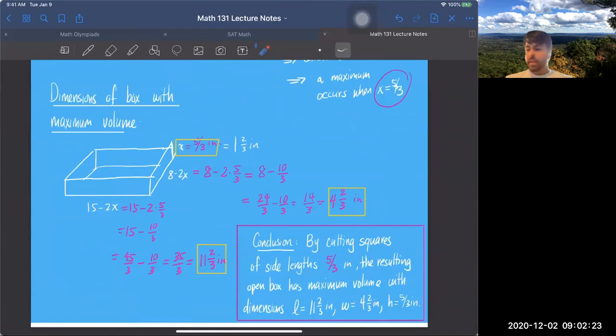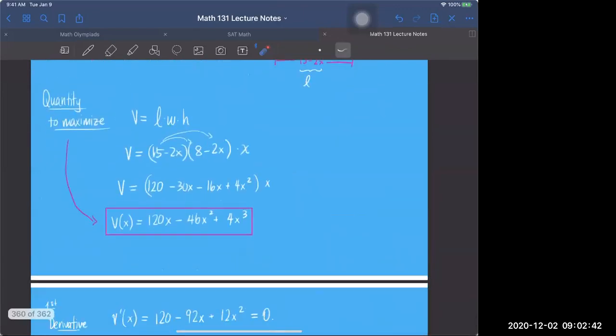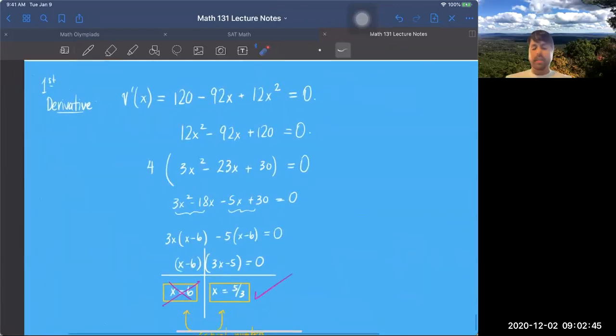Does that make sense? Yeah, it makes sense. It's just that for this problem, for me personally, solving for zero was kind of difficult because we had to factor multiple. Yeah. But it's doable.